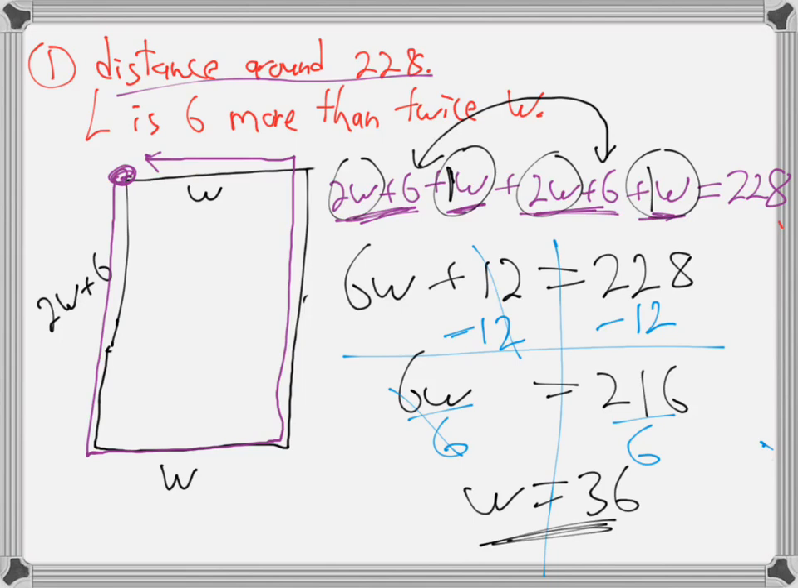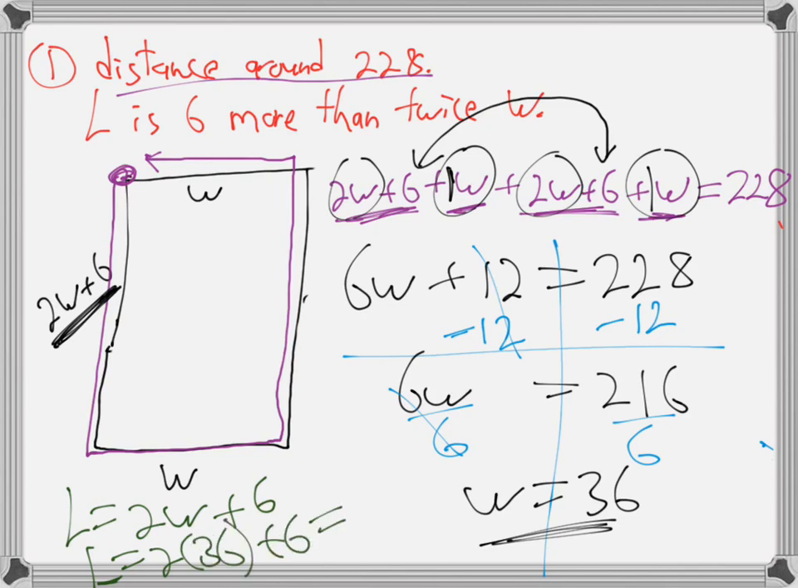So how do we find the length? Plug in 36 for the W in the 2W plus 6. Yeah, good. So then we just use this formula for length. Length equals 2W plus 6. So plug in the W. What is W? 36. And what is that? 72 plus 6? 78. So the length is 78, the width is 36. We good there? Questions I can answer on that one?